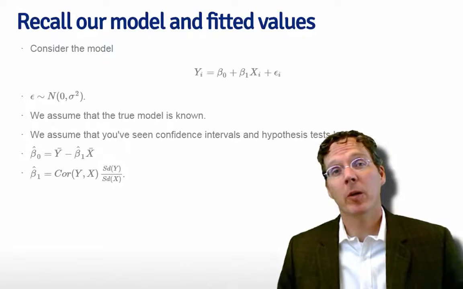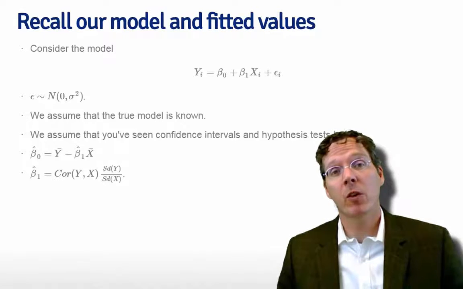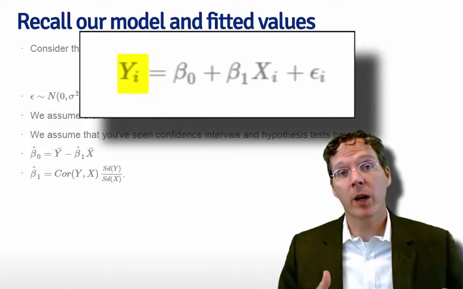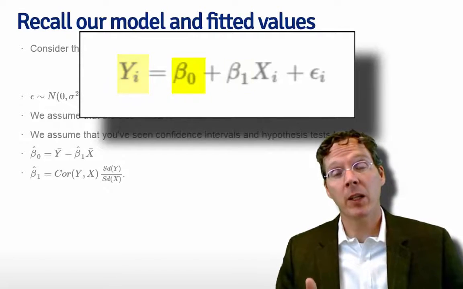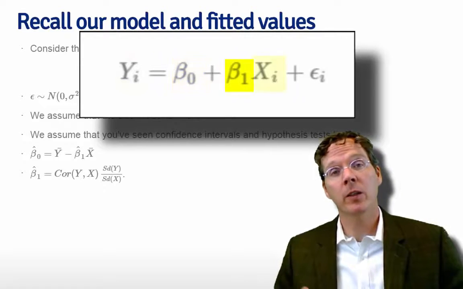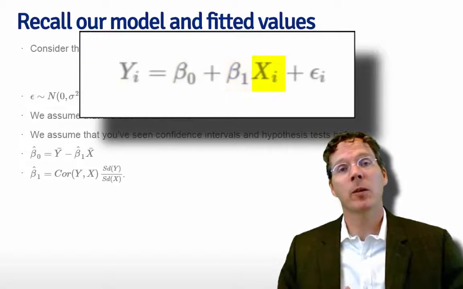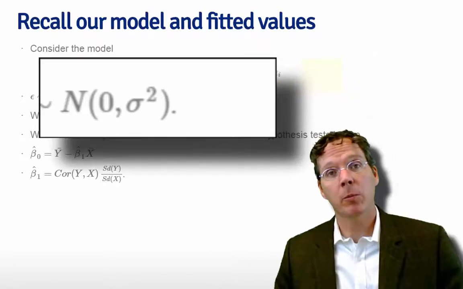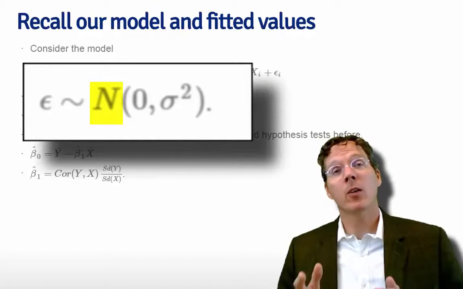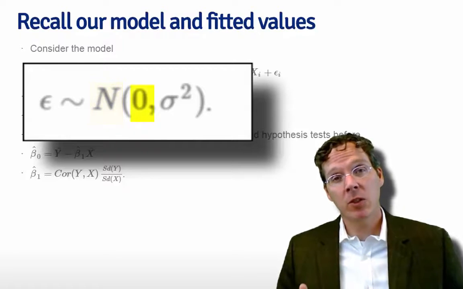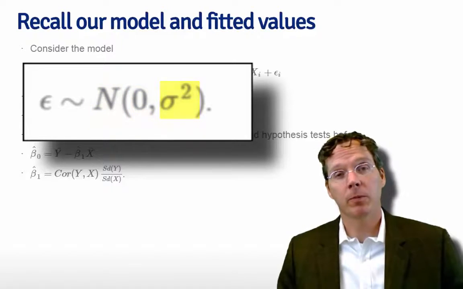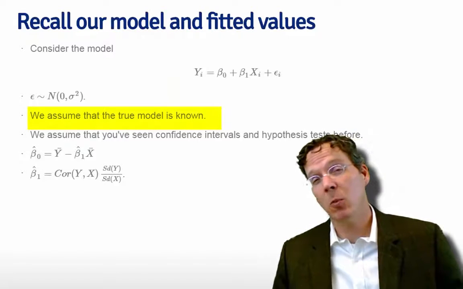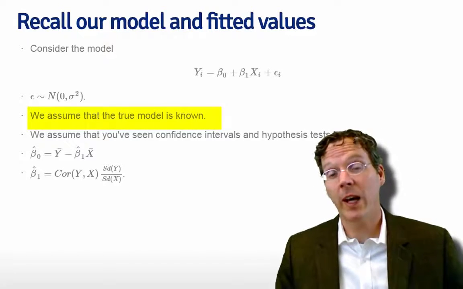Before we begin talking about inference, let's just revisit our model so that it's fresh in our mind. Our model was that the response, yi, is the intercept, beta naught, plus the slope, beta 1, times the predictor, x1, plus an error term. The error term, epsilon i, we're going to assume is normally distributed, mean 0, with a variance sigma squared. For the time being, we're going to assume that the true model is known, and this will be the basis for most of this class.